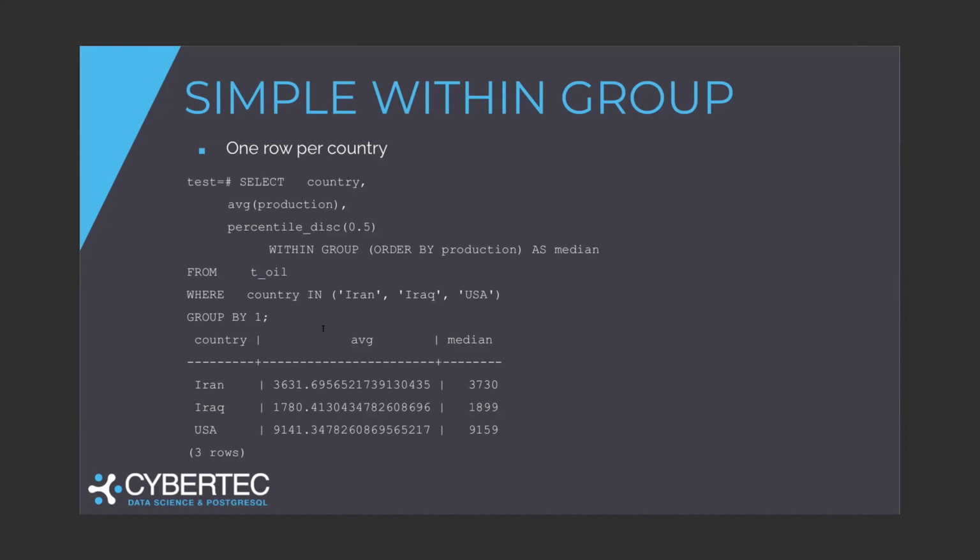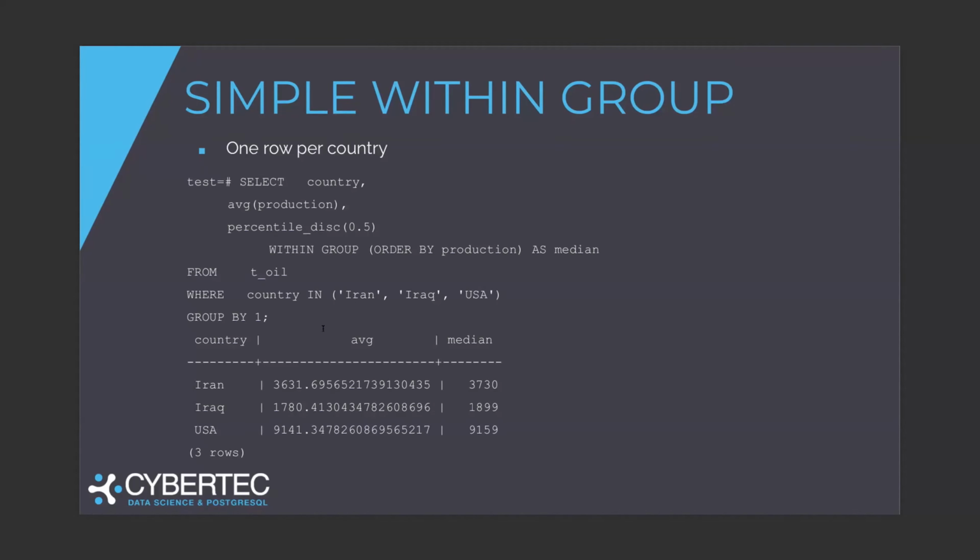What we got here is basically the average production for Iran, which is going to be 3.6 million barrels per day, for Iraq, which is 1.8 million barrels per day, and the same for the US, 9.1 million barrels per day. But that's the average value. If one person earns 1 euro and one person earns a million, the average is going to be 500,000, right? So what we're trying to calculate here is the median.